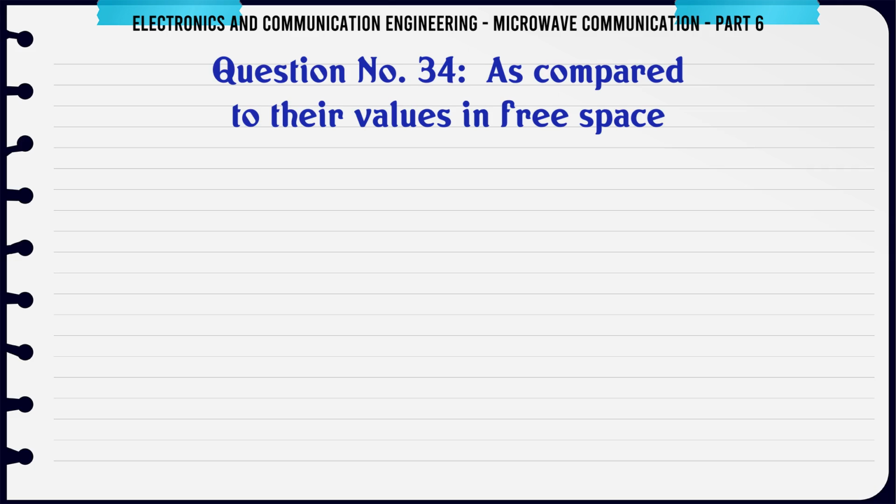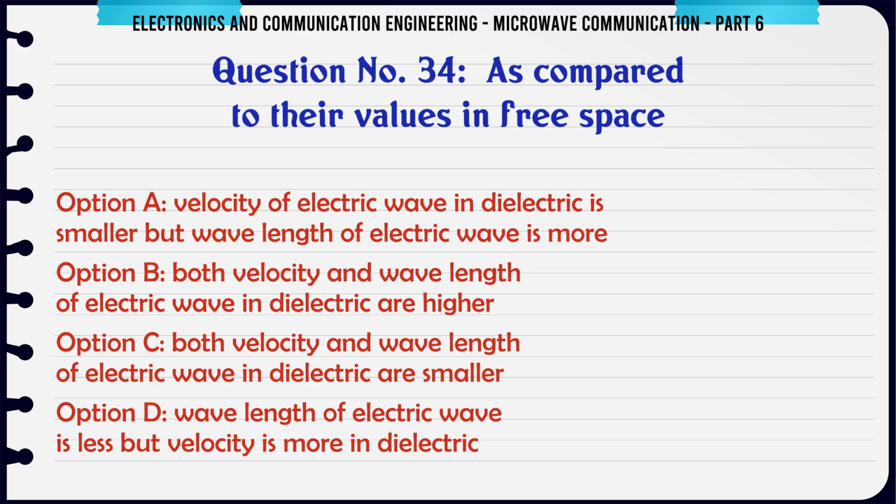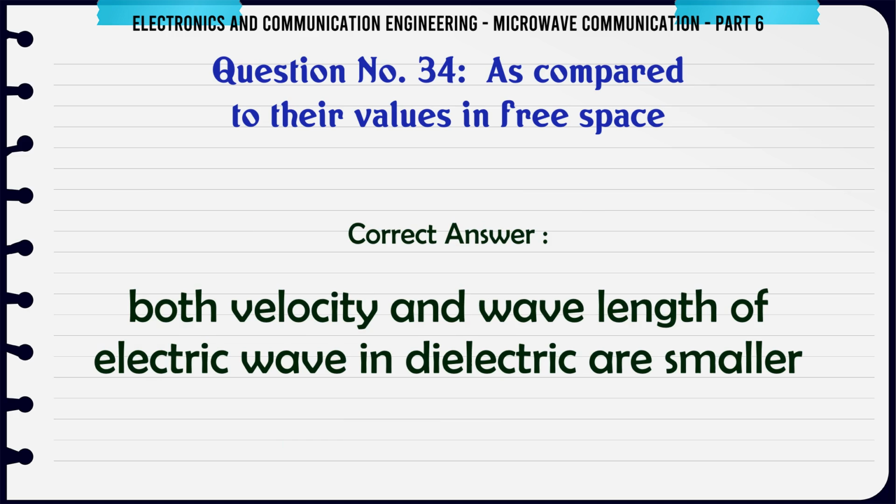As compared to their values in free space, A: velocity of electric wave in dielectric is smaller but wavelength of electric wave is more. B: Both velocity and wavelength of electric wave in dielectric are higher. C: Both velocity and wavelength of electric wave in dielectric are smaller. D: Wavelength of electric wave is less but velocity is more in dielectric. The correct answer is both velocity and wavelength of electric wave in dielectric are smaller.